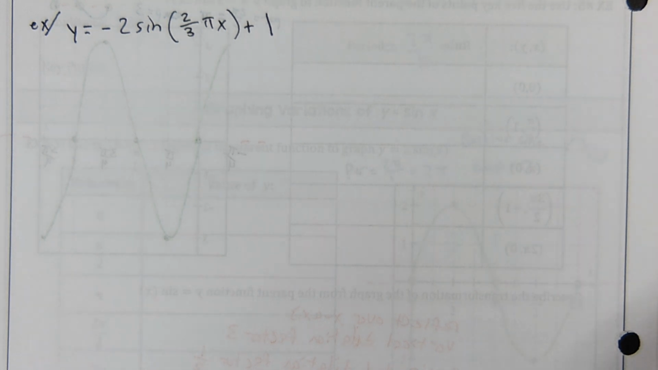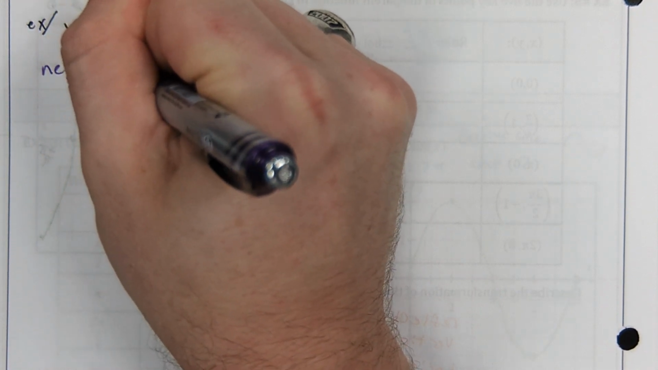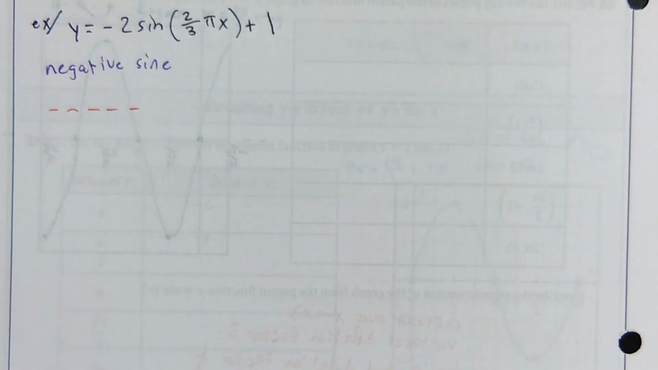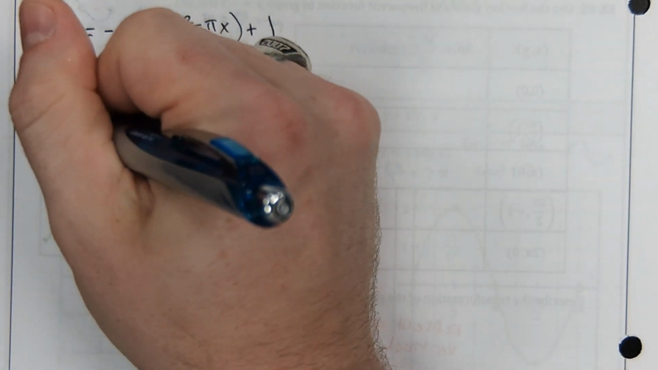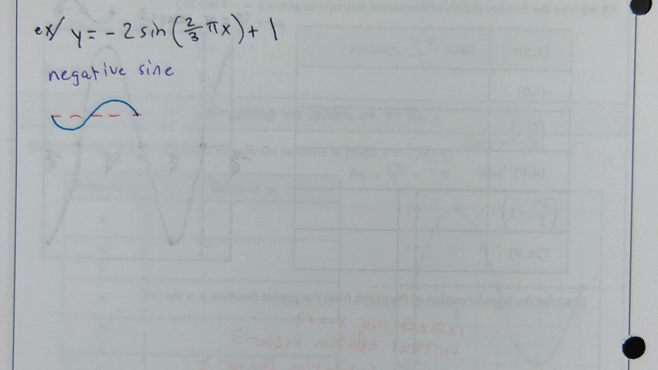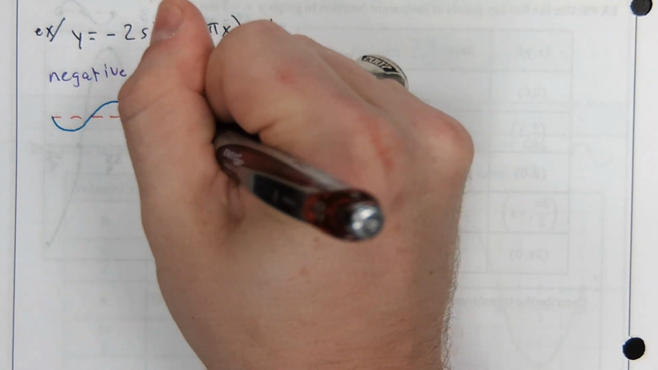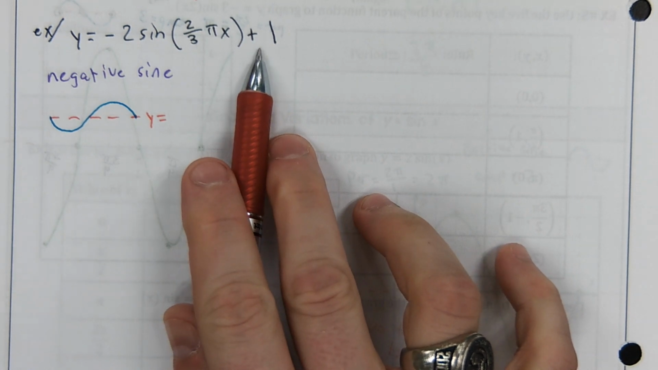First things first, identify your shape. Negative sign. That means from midline, instead of midline up, this one will go midline down. Speaking of midline, it's y equals +1.